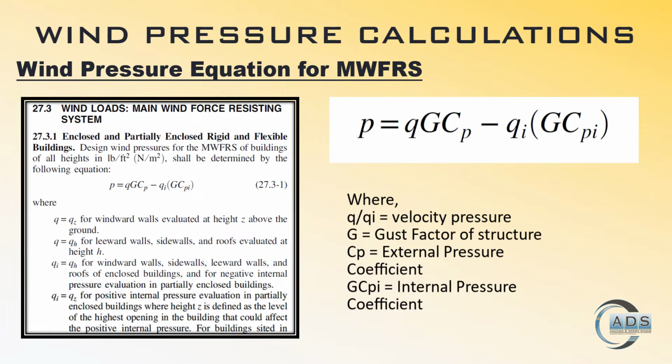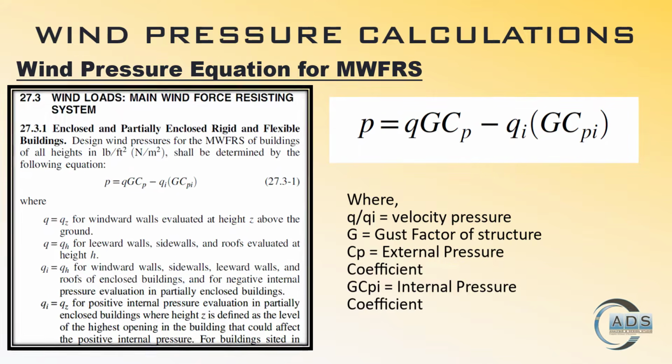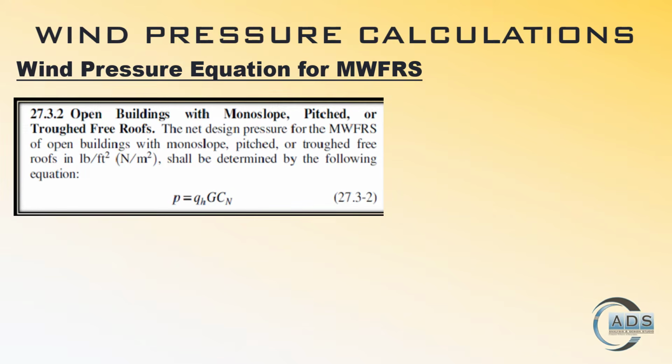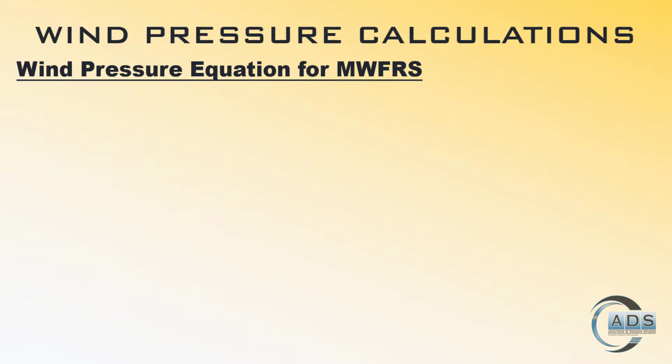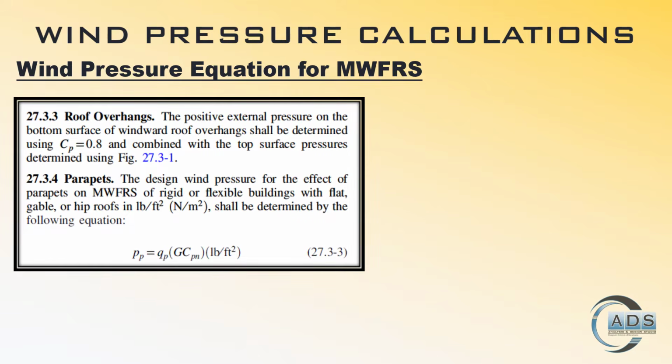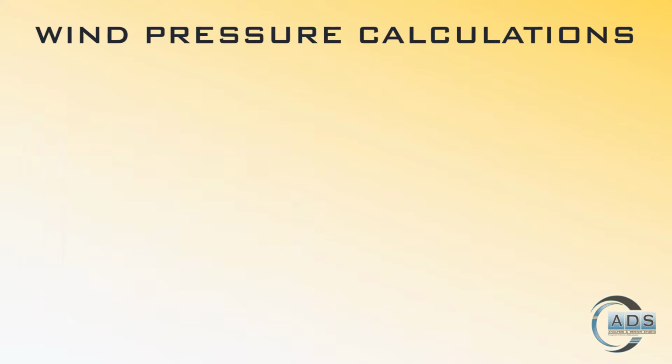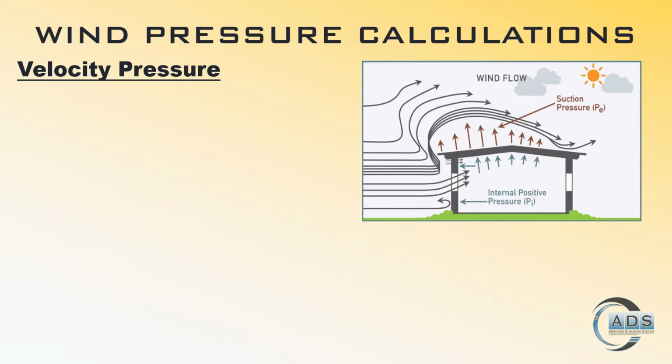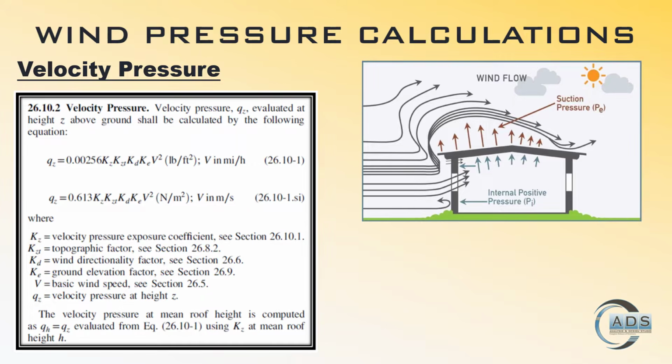All the parameters of the equation are defined as shown. The second equation is for open buildings having monoslope, pitched or trough roof. And the third equation is for the wind loads on parapet wall. Now let's talk about the velocity pressure. Wind pressure is derived from the velocity pressure, which can be calculated using this equation. There are two equations. The first one is for FPS units and the second one is for SI units. There are many parameters in this equation which are defined here.